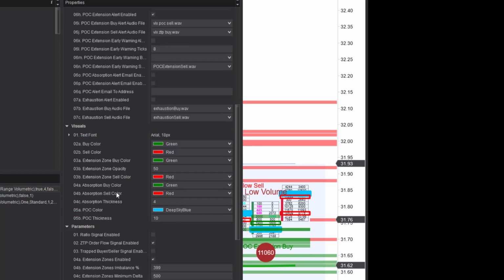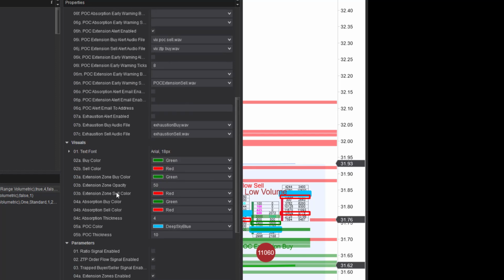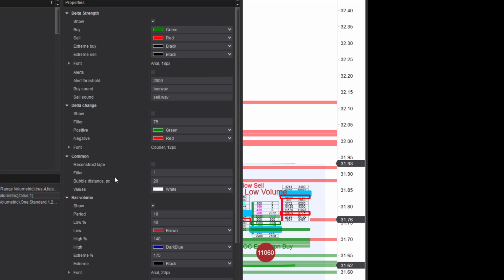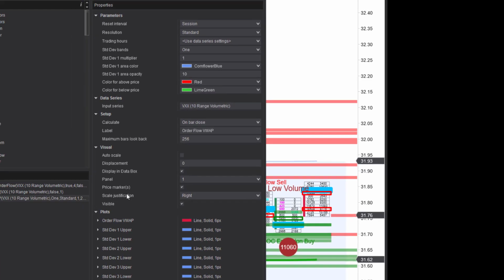And then here, I've only told it to give me the ZTP order flow, the extension zones, and these are the numbers for the absorption and the POC. Next, on the delta strength, I have no filter set at all. And again, this is something that hasn't been tested, but I strongly suggest you do so. And then I just have the regular VWAP on here.